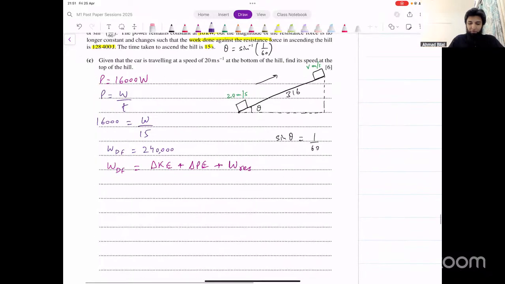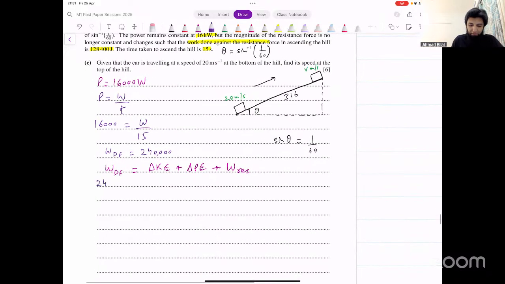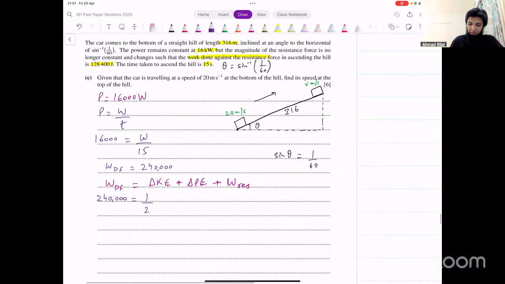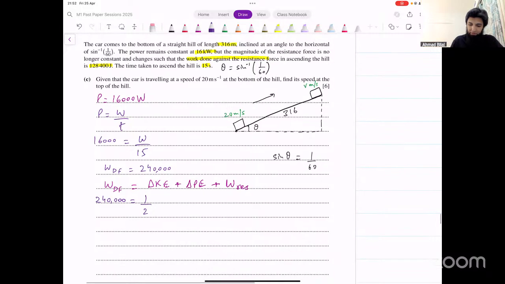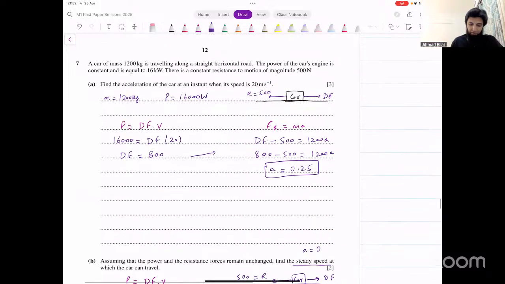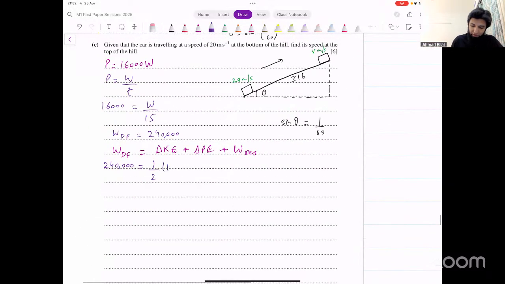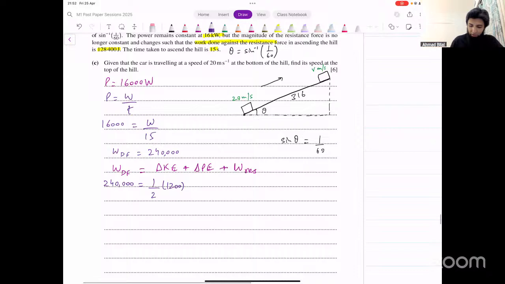Now you just have to input values in this. Work done by the driving force is 240,000. Change in kinetic energy is half into m. What's m? Do we have the mass? 1200, it was given in the previous part, into V squared minus 20 squared. That's the change in kinetic energy. Change in potential energy, mgh, m is 1200 into g, that is 10.